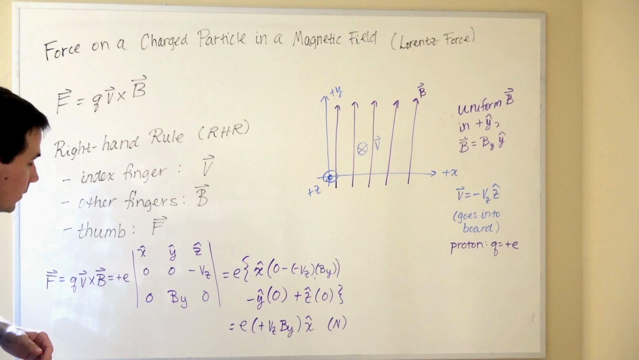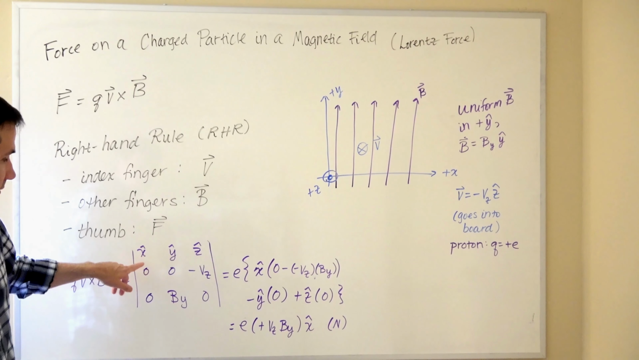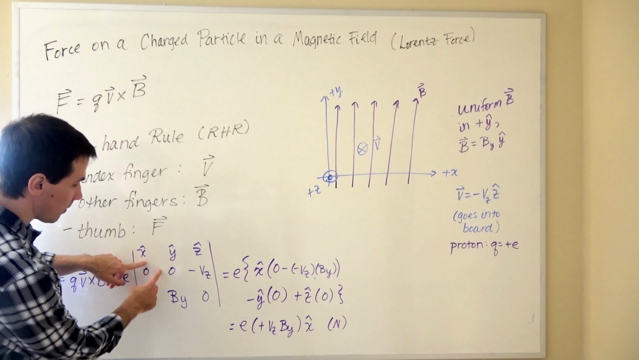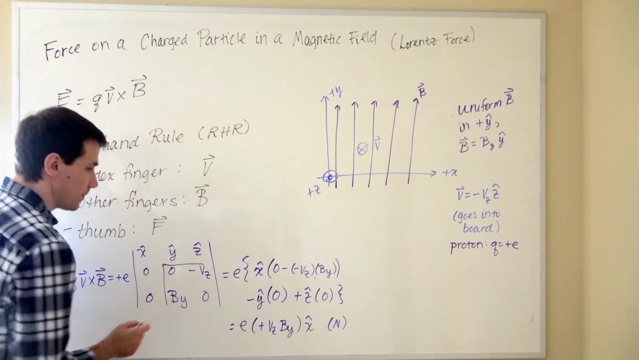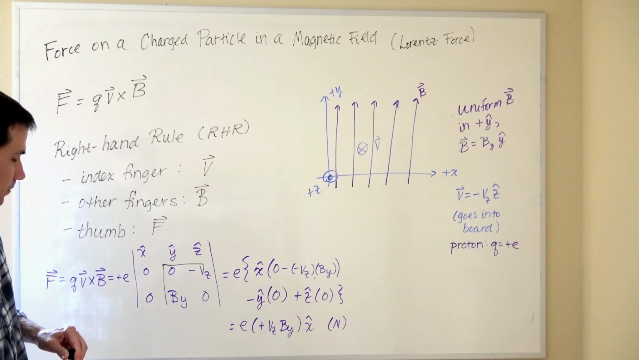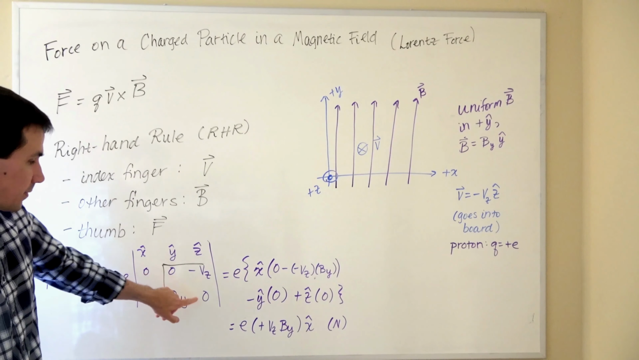Again, the way that we do that is we have x hat multiplied by the determinant of this submatrix. So we take x hat and multiply it by the determinant of this matrix here, which is 0 times 0, which is 0, minus Vz times By. Vz times By, well, that's all it is.